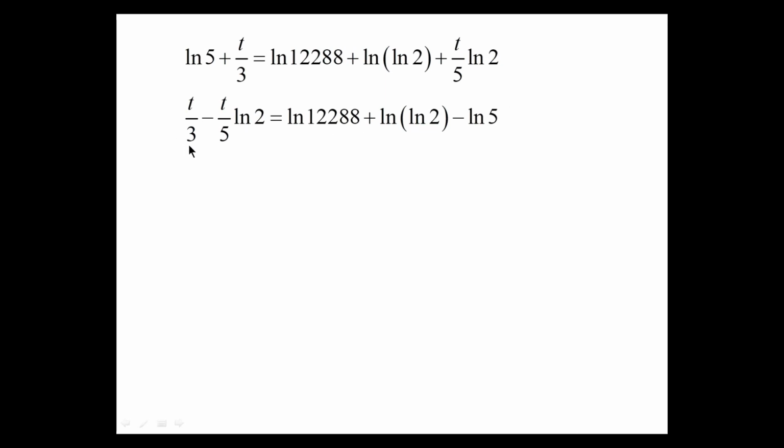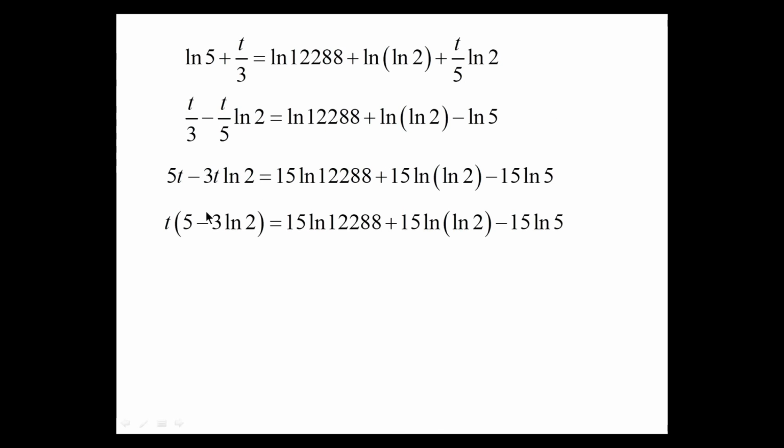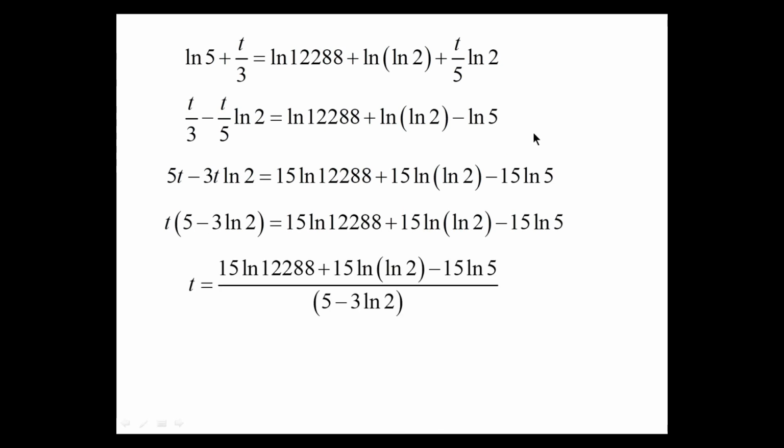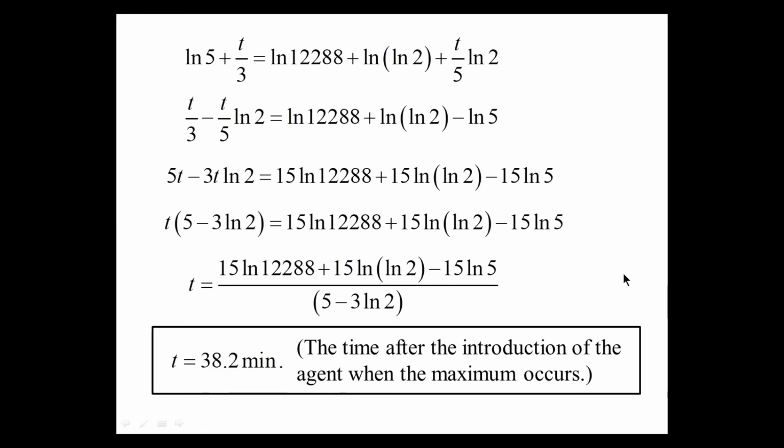And 15 over 3 is 5, so this will be 5t, and 15 over 5 is 3. So that's why this says 5t minus 3t ln 2. And everything's times 15. 15 ln 12,288. 15 ln of ln 2. 15 ln 5. On the left side, we'll factor out the t, and divide the factor over. And you can see we've isolated t. Now we'll take a calculator and turn that into a number. It's 38.2 minutes, the time after the introduction of the agent when the maximum occurs.